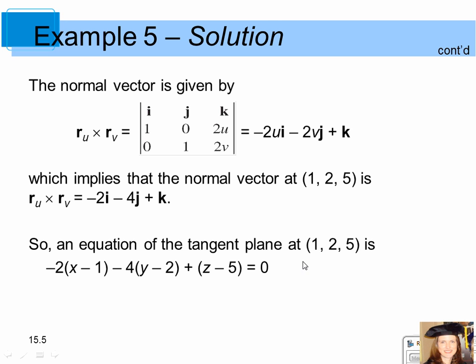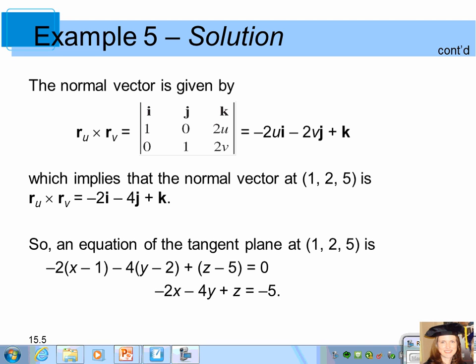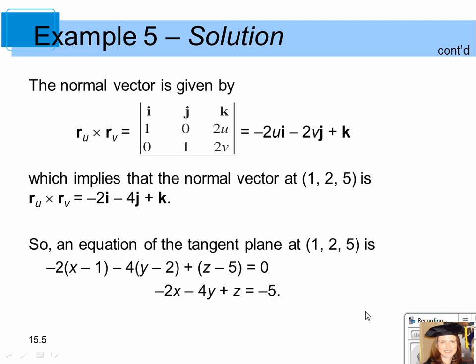So to find the equation of a tangent plane, you need the point and the normal vector. The normal vector components are the coefficients, and you use the point by subtracting. You get negative 2 times the quantity x minus 1, minus 4 times the quantity y minus 2, plus the quantity z minus 5 equals 0, which simplifies to negative 2x minus 4y plus z equals negative 5.